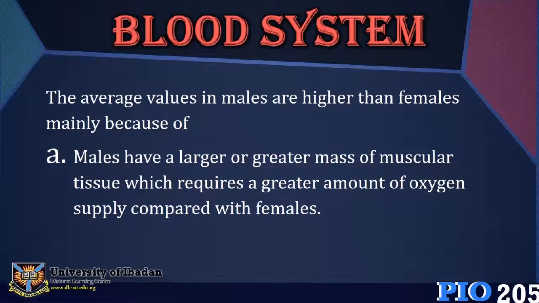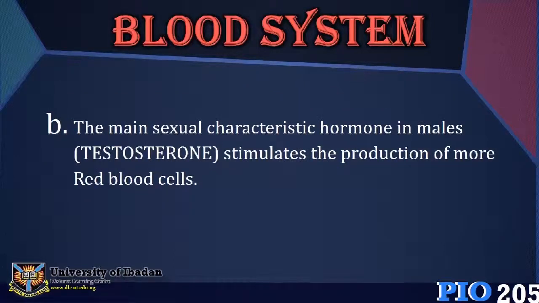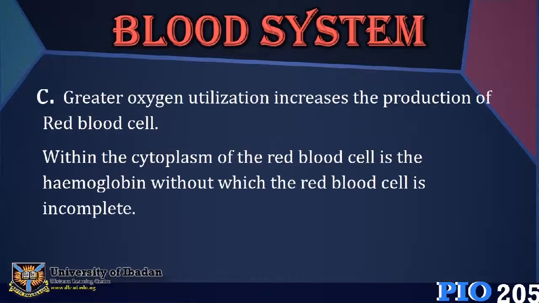The average value in males is higher than in females, mainly because males have a greater mass of muscular tissue, which requires a greater amount of oxygen supply compared with females. The main sexual characteristic hormone in males, testosterone, stimulates the production of more red blood cells. Greater oxygen utilization increases the production of red blood cells. Within the cytoplasm of the red blood cell is the hemoglobin, without which the red blood cell is incomplete.